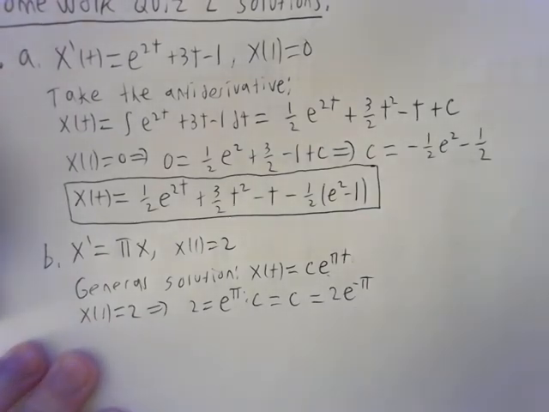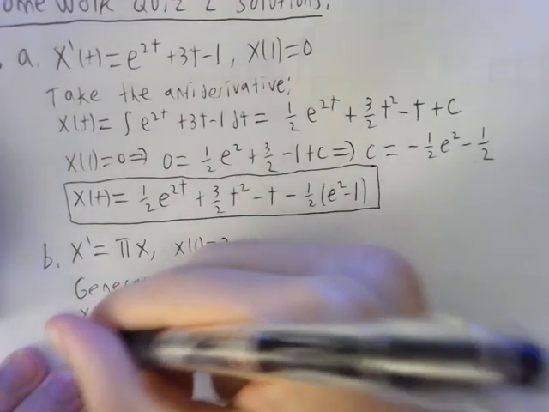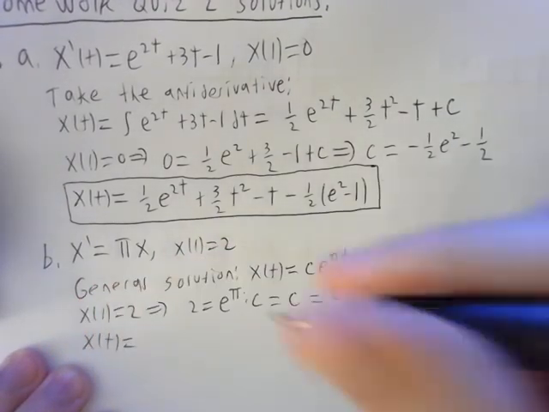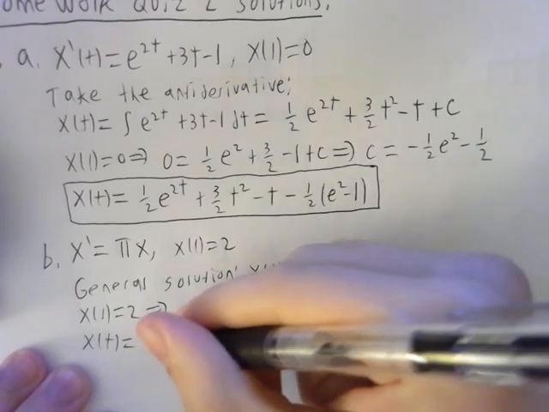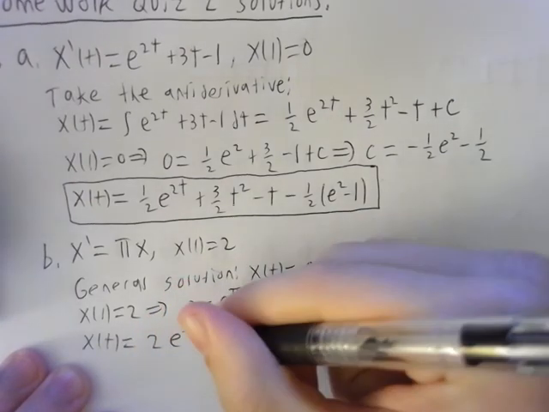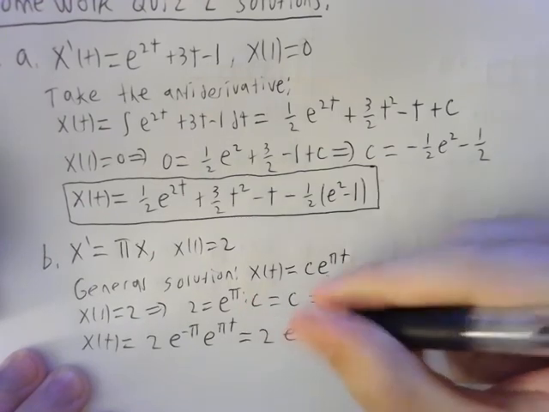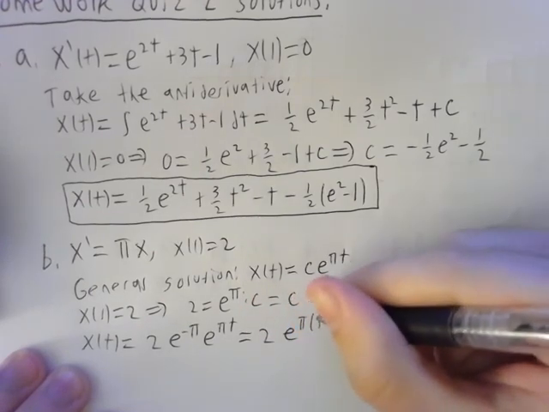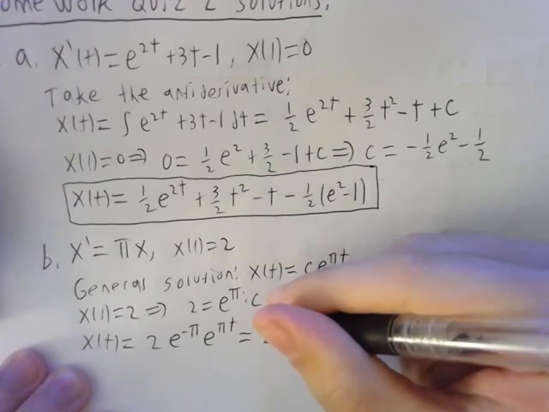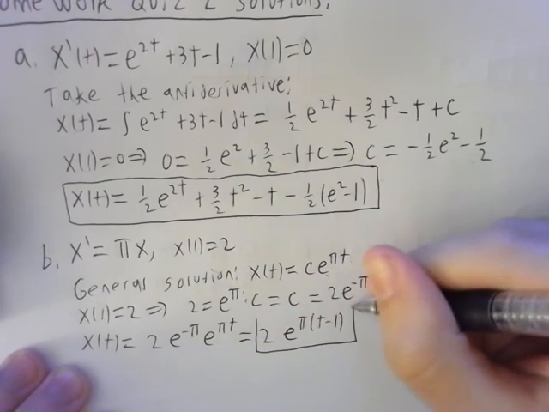So if we use that fact and plug back into our general solution, we get that x of t is equal to 2 e to the negative pi times e to the pi t, which we can combine to 2 e to the pi times t minus 1. So this is the solution to that differential equation.